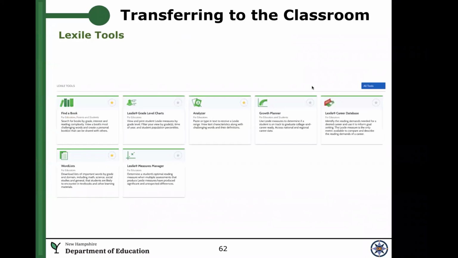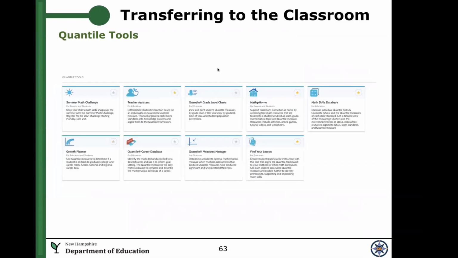This is sort of what the Lexile tools are here. You can find a book to read at a specific Lexile level. There are growth planners and word lists, and it gives you specific skills that get you to the next Lexile level. And the same thing with Quantile.